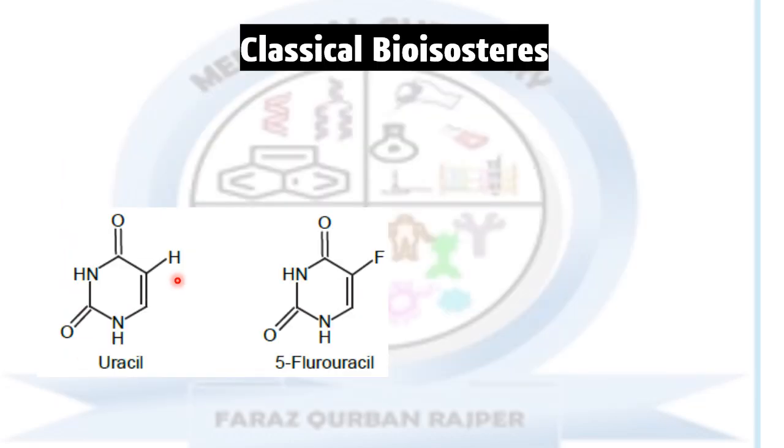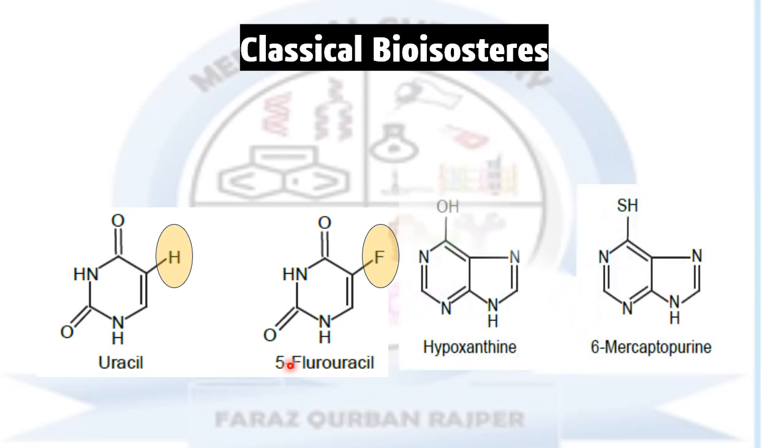Now let's check out a real FDA approved example of a drug which is based on the bioisosteric concept. The example of the drug is uracil and 5-fluorouracil. Uracil, we know, is one of the nitrogenous bases present in RNA. You may observe that at the fifth position it has hydrogen, but when this hydrogen is replaced with fluorine, it is converted into a drug molecule, that is, 5-fluorouracil.